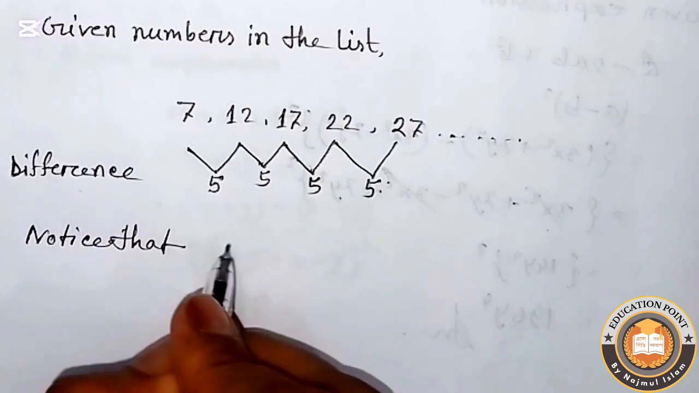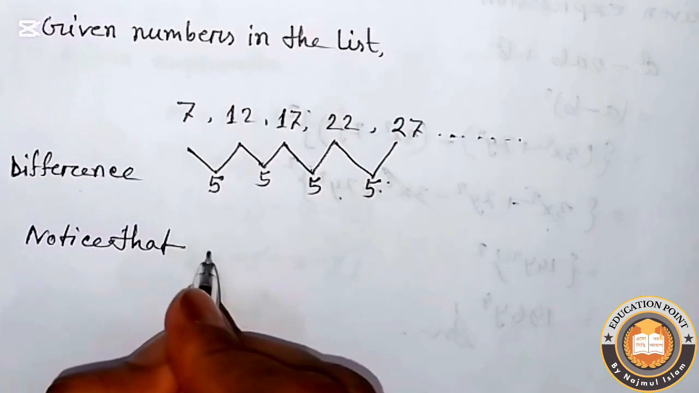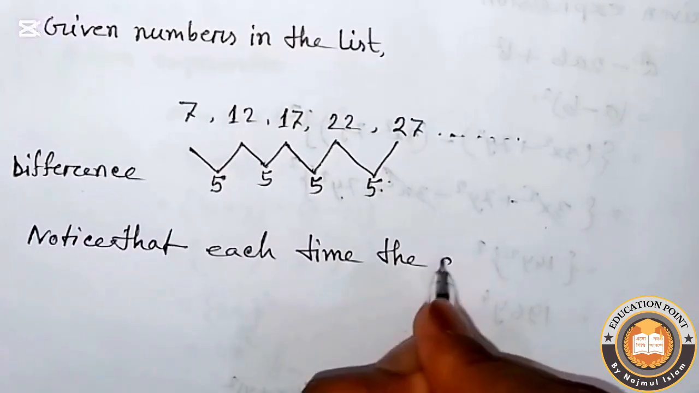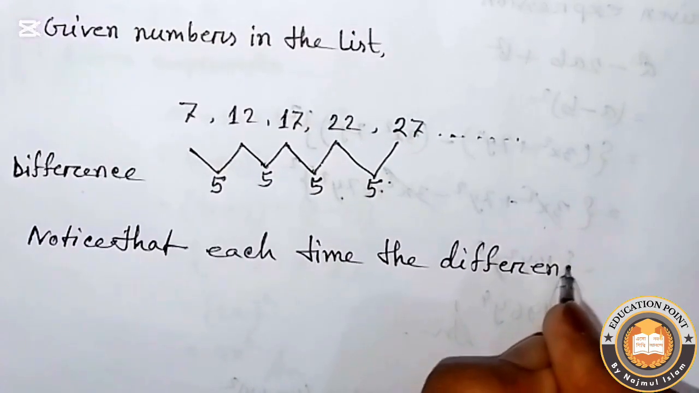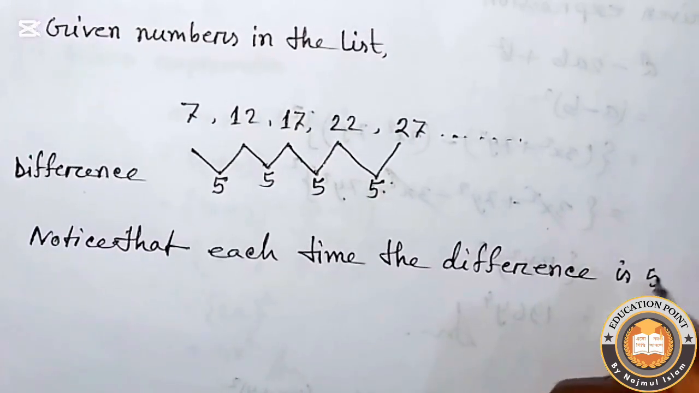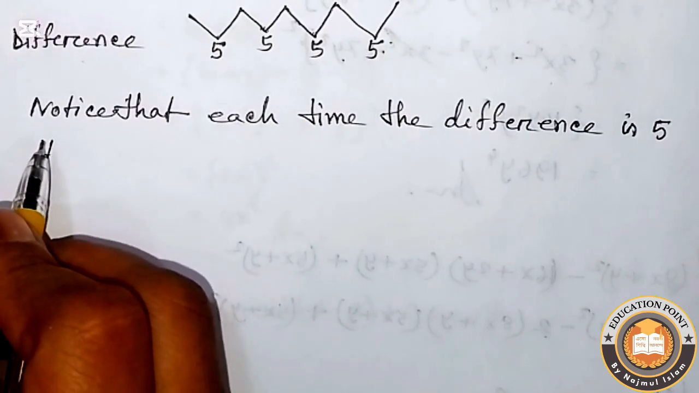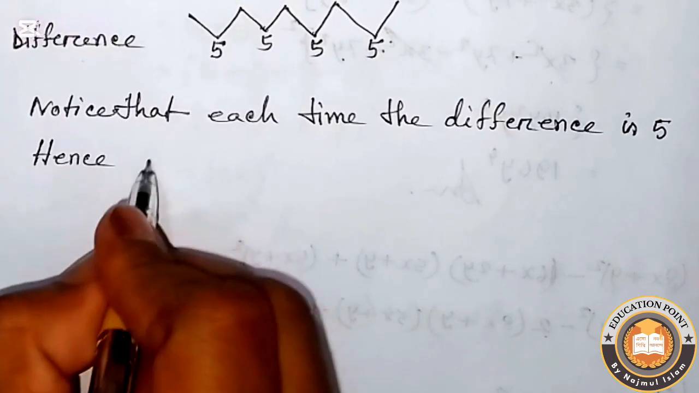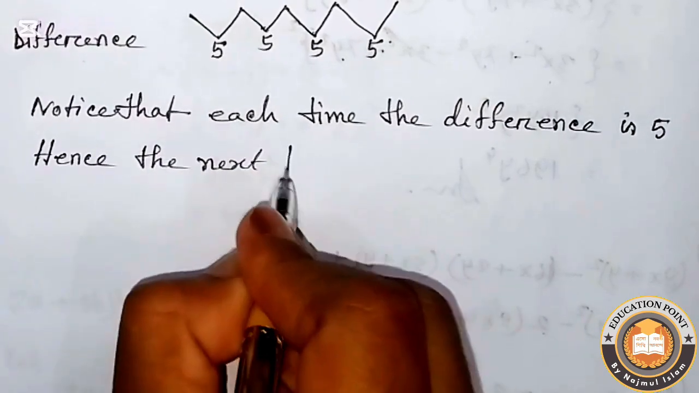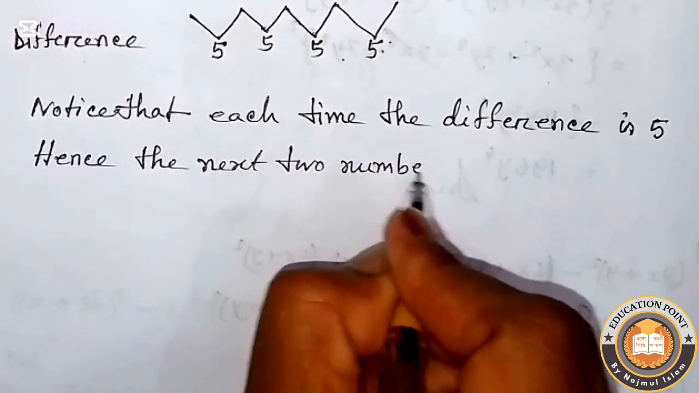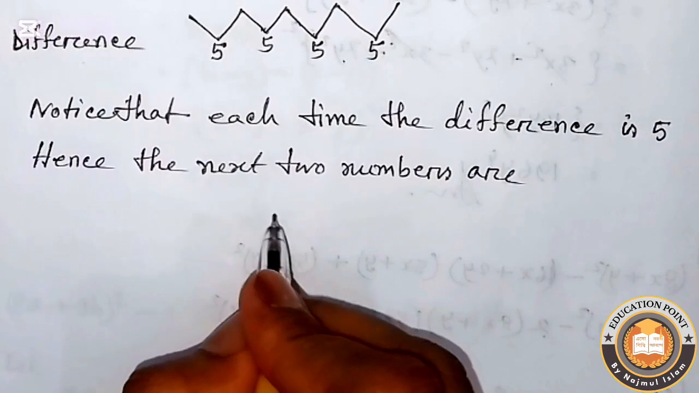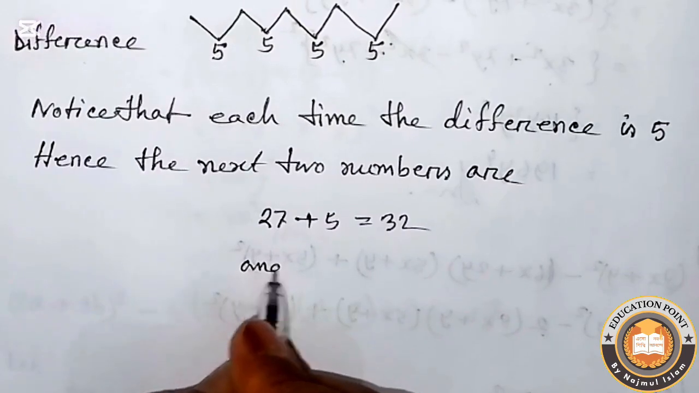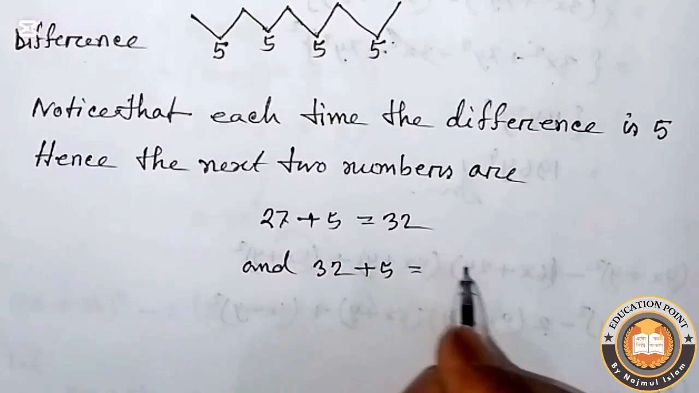Notice that each time the difference is 5, hence the next two numbers are 27 plus 5 equals 32 and 32 plus 5 equals 37.